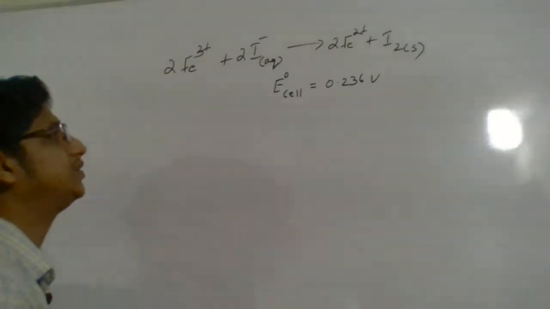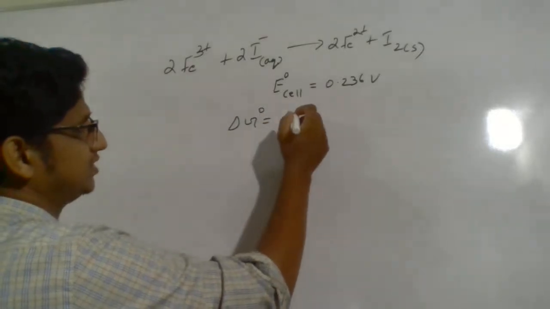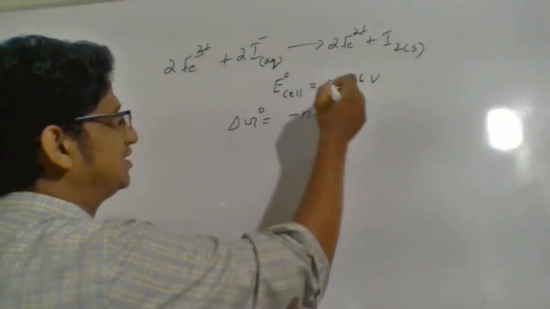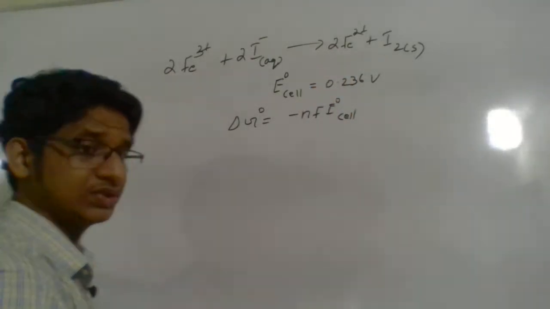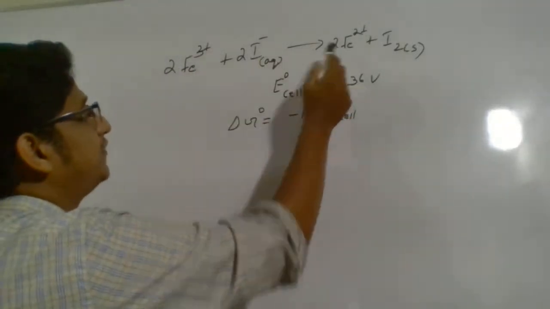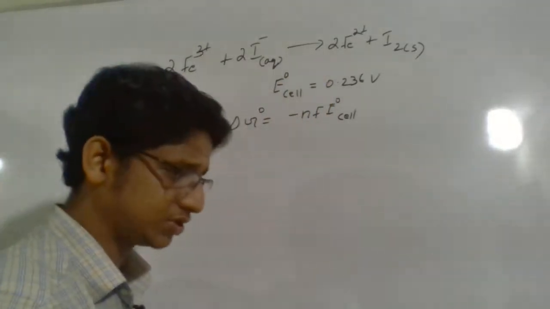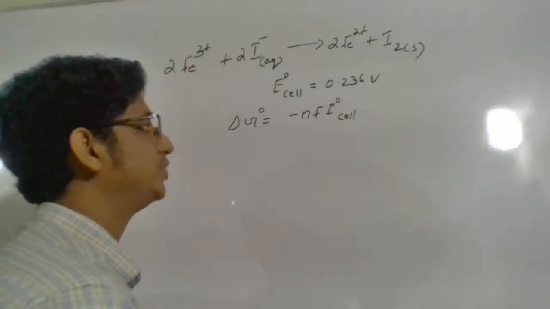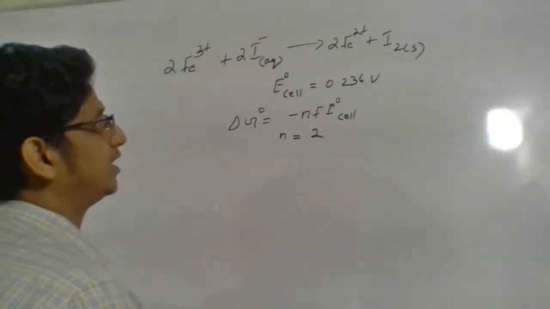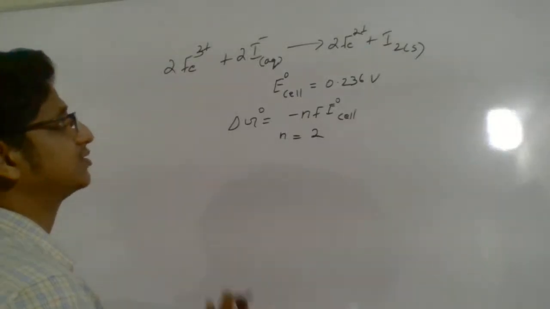So let us calculate. Now we know how to find the standard Gibbs free energy change: delta G0 is equal to minus nF E0 cell. So E0 cell we already have, F we already know. So what is n that we need to find? Remember, don't get confused: Fe3+ is converting into Fe2+, but 2 moles are there. 2 moles of Fe3+ converting into 2 moles of Fe2+ means 2 into 1. So the number of electrons involved, n, is equal to 2. Always find the number of electrons involved in the redox reaction correctly.